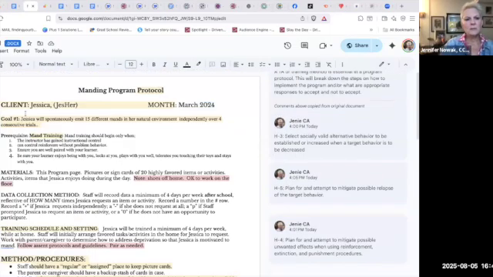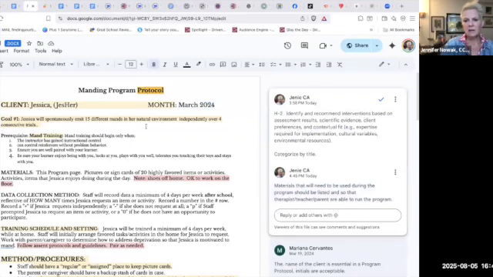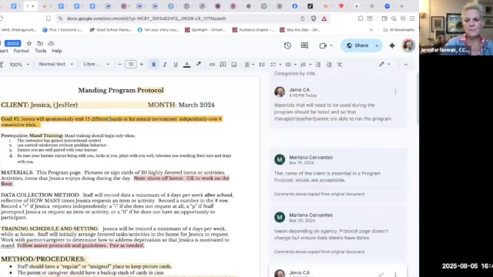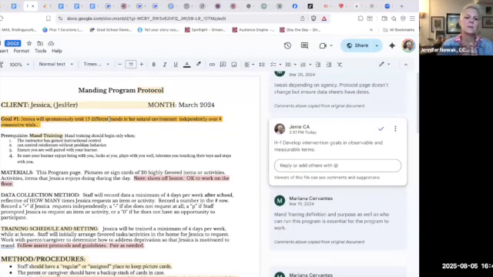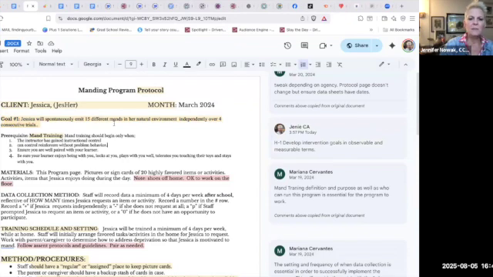So now let's go back up and see if we can find the H items. There we go. So this is H1. It says develop intervention goals in observable and measurable terms. So here's my goal for Jessica. Jessica will spontaneously emit 15 different mands in her natural environment independently over 4 consecutive trials.